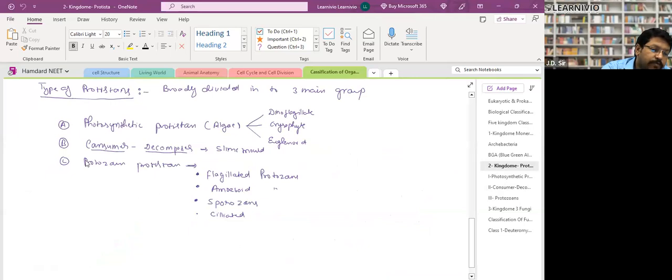Now we are going to do protozoan protistans. So further, protista are three types: photosynthetic, which can make their own food; consumer decomposer, which are either dependent on dead and decaying organisms, or eating some small protozoa; and then protozoan protistans. In protozoan protistans, there are four kinds: flagellated, amoeboid, sporozoans, and ciliated. So now we will start with the protozoan protistans. Clear?